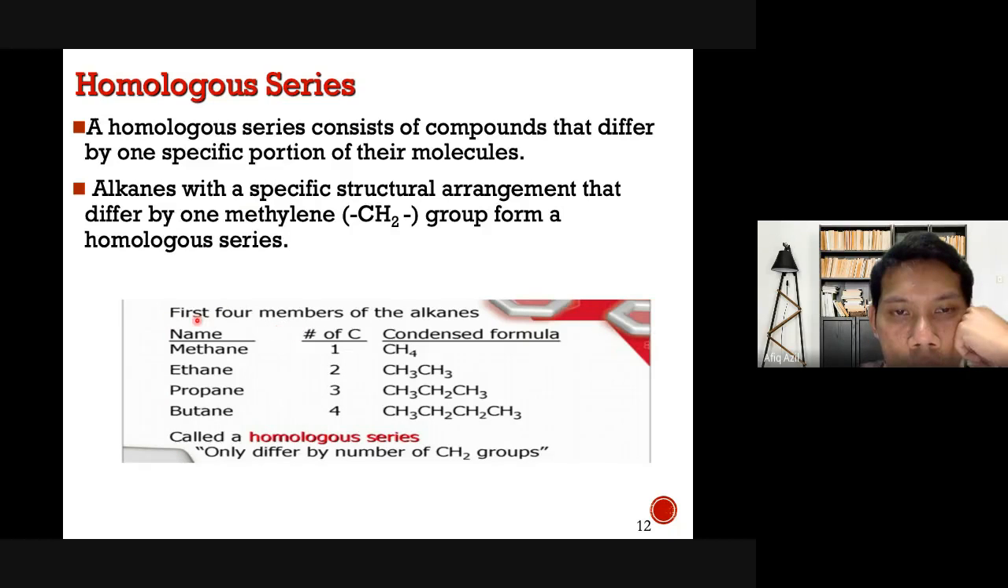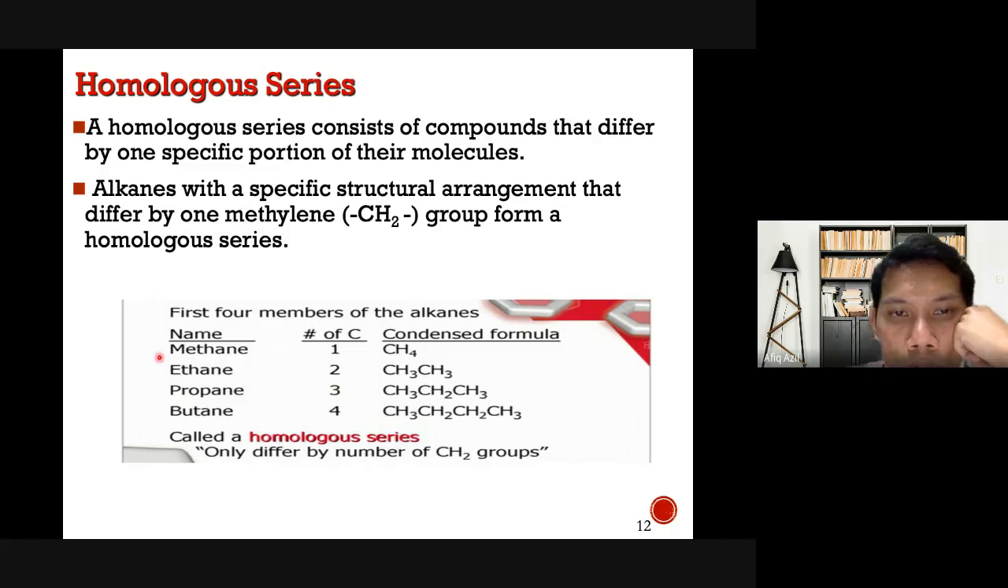Okay, let's see. The first four members of the alkanes have very specific names. CH4 is known as methane, with only one carbon. If there are two carbons, CH3 with CH3, it is known as ethane. Propane has three carbons, CH3, CH2, CH3. And butane has four carbons, CH3, CH2, CH2, and CH3. So the names over here are fixed like this.